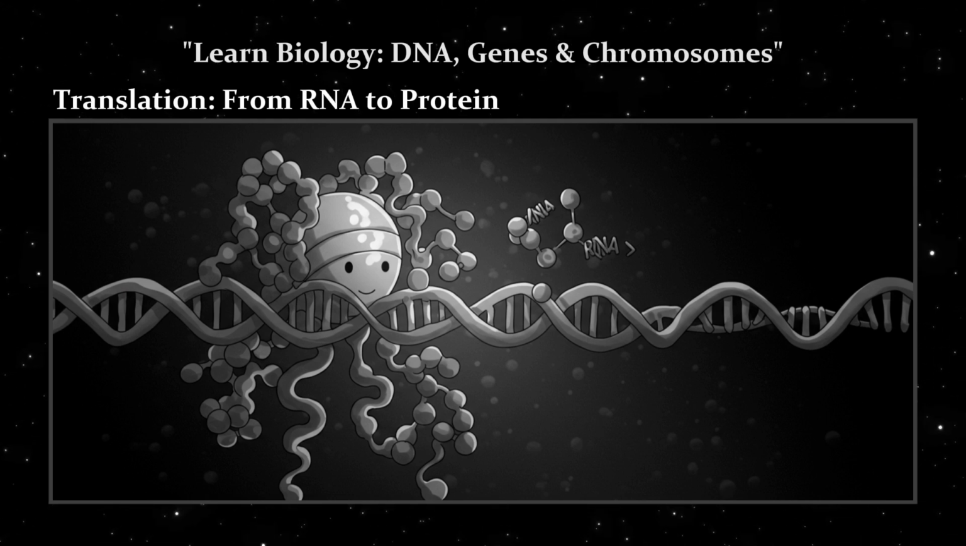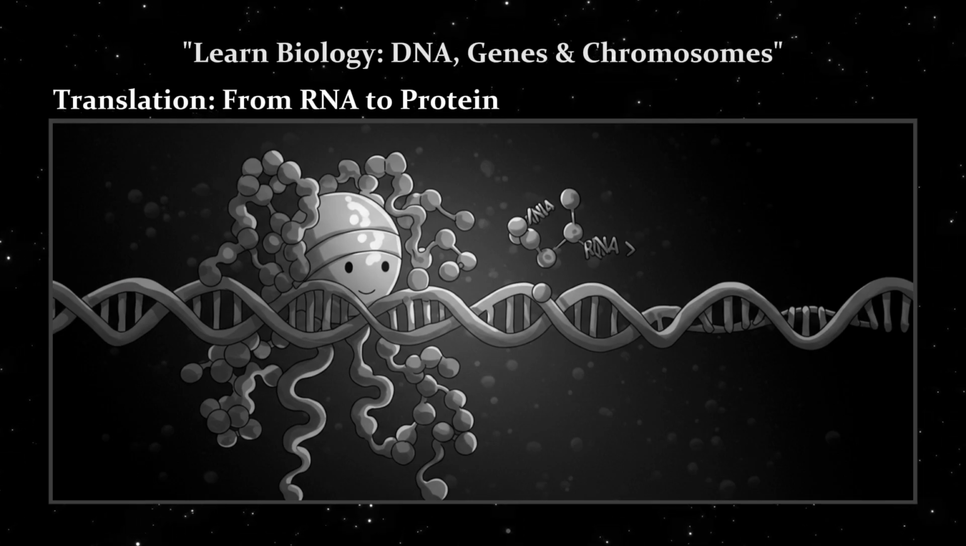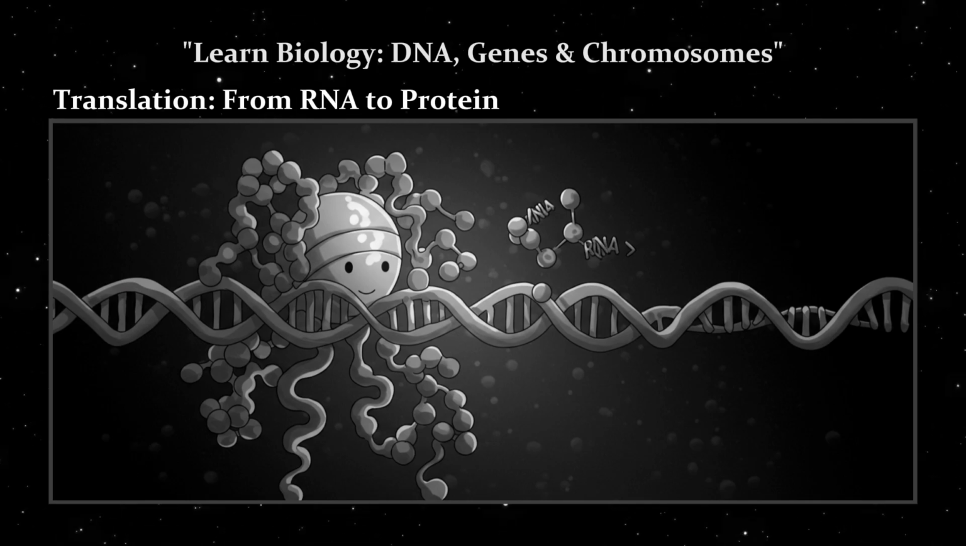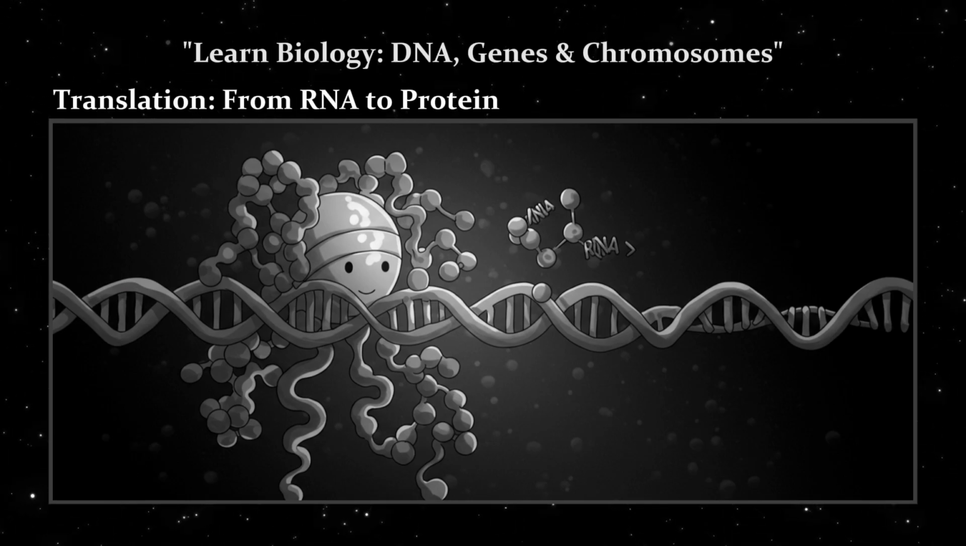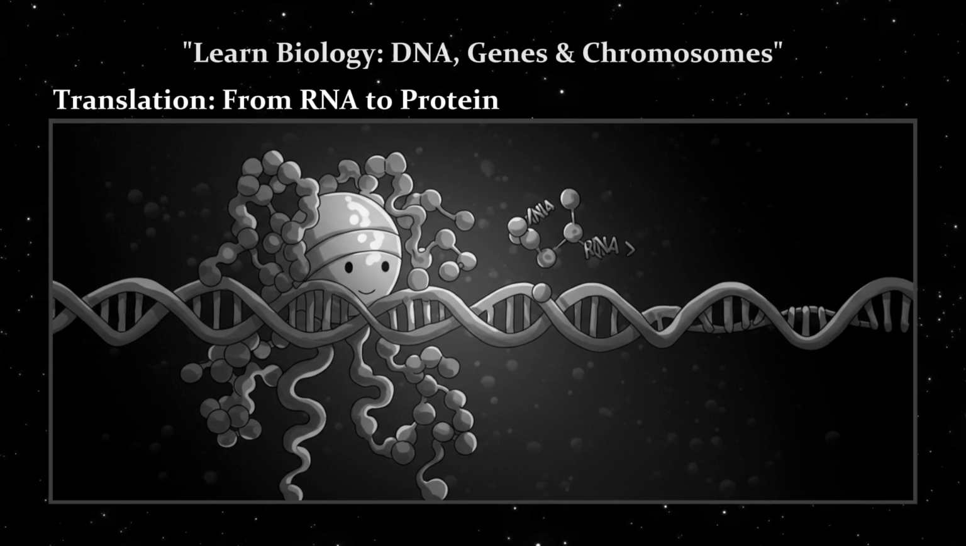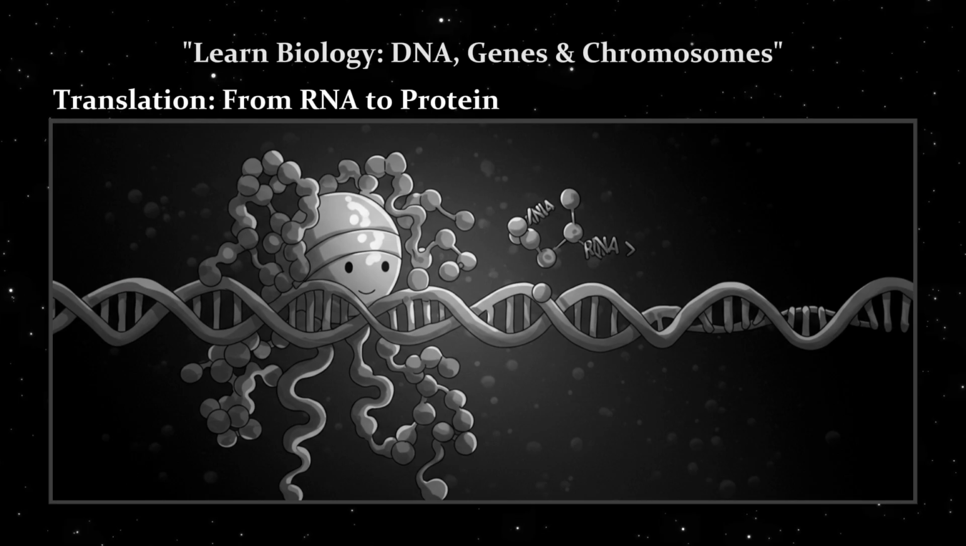The first tRNA, now empty, is released. The ribosome moves to the third codon. The third tRNA arrives. The ribosome links the growing chain onto this third amino acid. This cycle repeats, over and over.